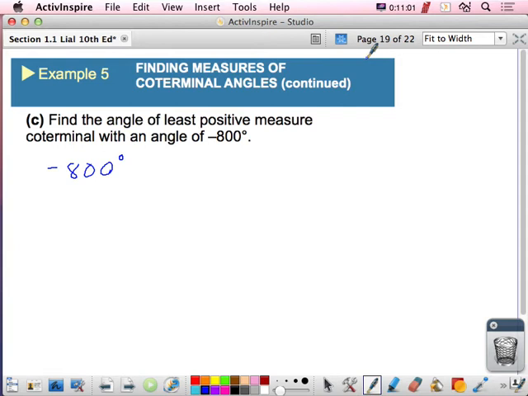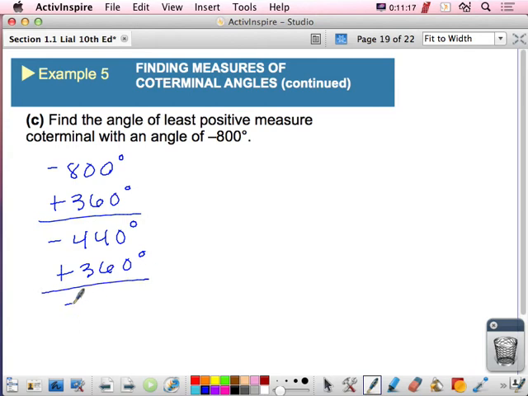So if we start at negative 800 and we add 360 once, where are we? 440. But we're still in the negatives. But we know that negative 800 and negative 440 are coterminal. Now add it again. Negative 80. So that means that negative 800, negative 440, and negative 80 are coterminal. Trigonometrically speaking, they behave exactly the same way as one another.